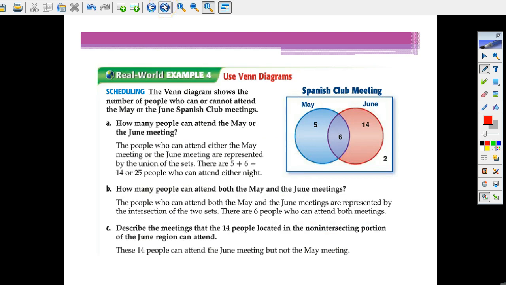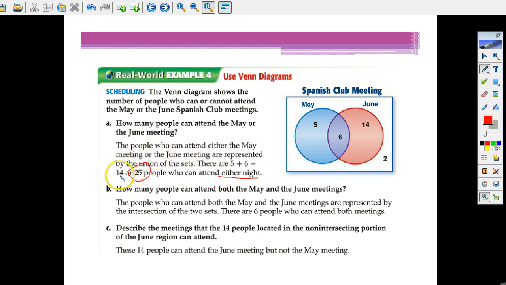Alright, so here is a real world example using Venn diagrams. Spanish club meeting scheduling. The Venn diagram shows a number of people who can or cannot attend the May or the June Spanish club meetings. How many people can attend the May or the June meeting? So May or June, so anywhere. This means the blue, the purple, the red, anywhere in here they can attend. So we're going to just add all these numbers. 5 plus 6 plus 14. 5 plus 6, you got 11. 11 plus 14, you got 25. So 25 people can attend either night.